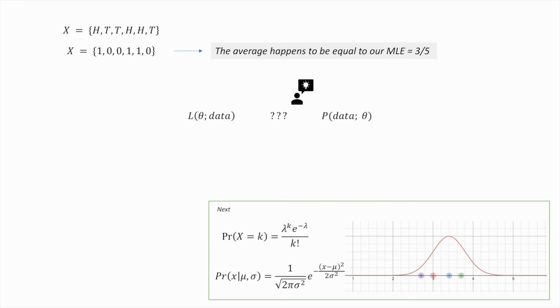Now, the likelihood of theta given the data is the likelihood of the parameter theta taking a specific value given that we've observed some data. When you put it this way, it all makes sense. And L(theta given the data) is equal to the probability of the data given theta.